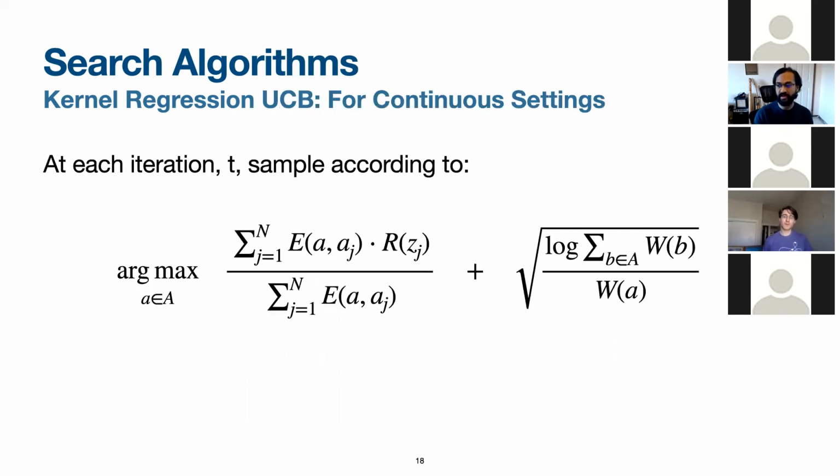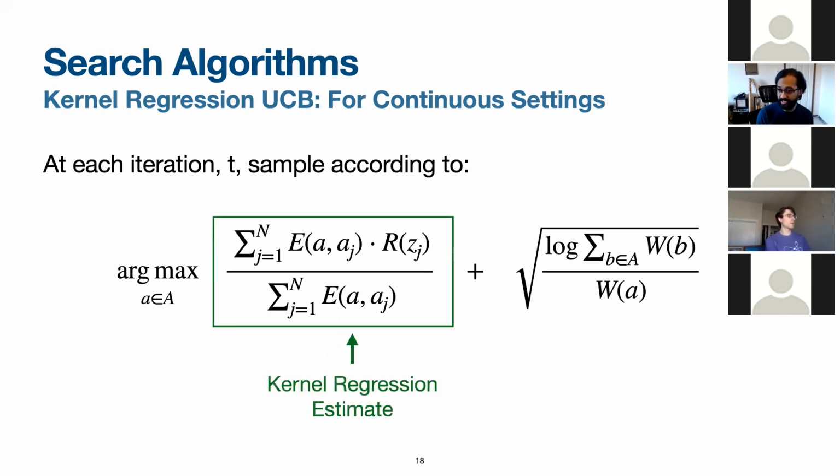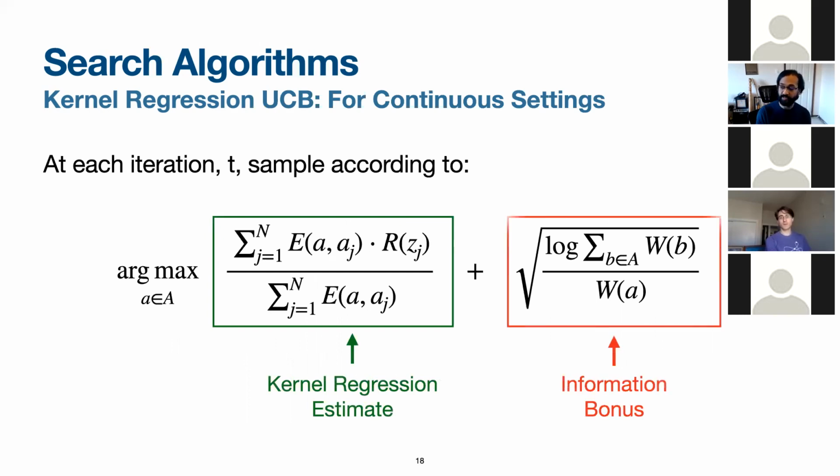We can modify the UCB formula from before to create kernel regression UCB for use in continuous settings with action stochasticity. We replace the sampled average using the kernel regression estimate, and the exploration bonus is replaced using the information bonus. That means actions that we don't have a lot of information about given the sampled data, we explore more, we will eventually explore at some point.